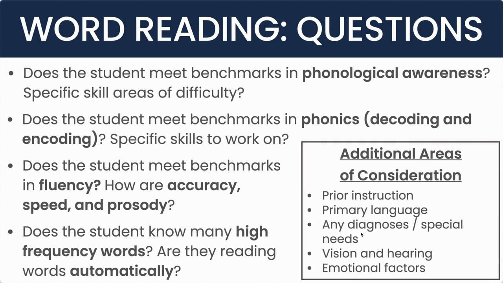We also need to consider if they have any other diagnoses or special needs. As we discuss in the Reading Intervention Collaborative, executive functioning skills like memory and attention can also play a role in affecting how well a student is doing with reading. We also want to make sure that their vision and hearing get checked, because if they can't see or can't hear very well, then of course that's going to play a role, right? So we've got to make sure that those aren't affecting things.